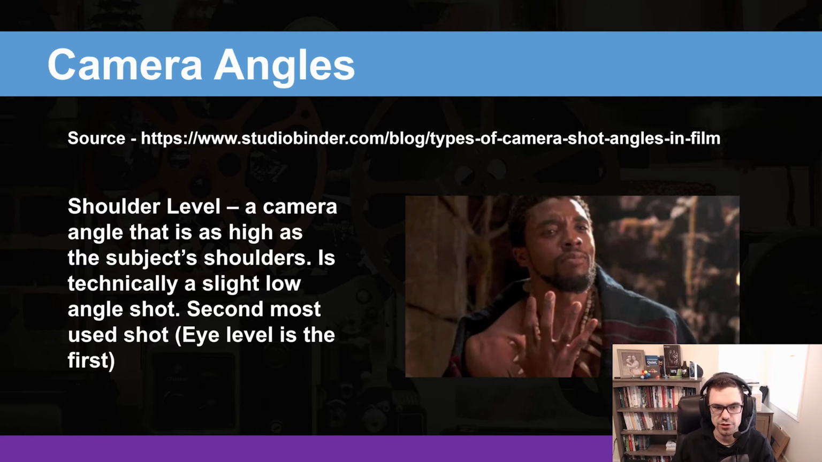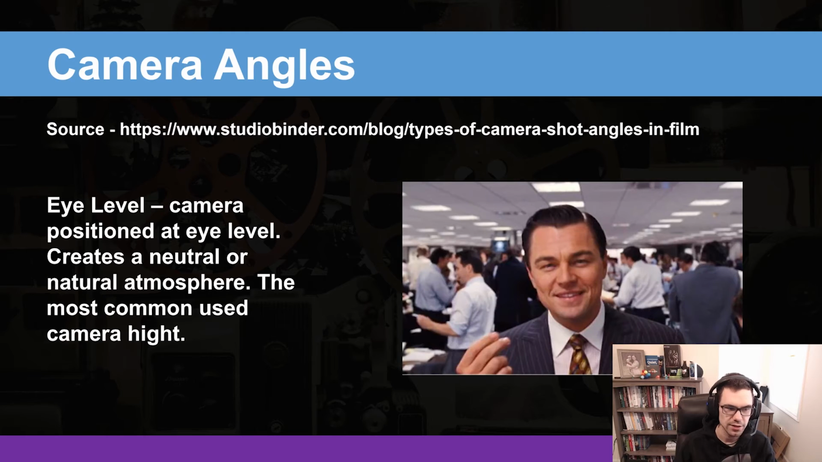And then we have shoulder level. Shoulder level is a camera angle that is as high as the subject's shoulders. It is technically slightly lower than an angle shot. It's the second most used shot in all of cinematography, because the eye level is first. So this shot is just a little bit further down than this shot, the eye level.